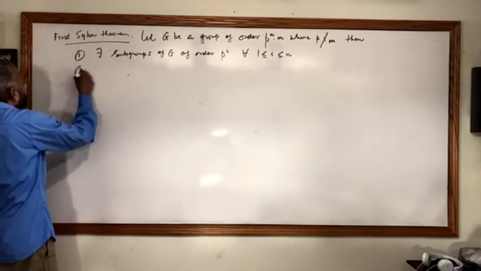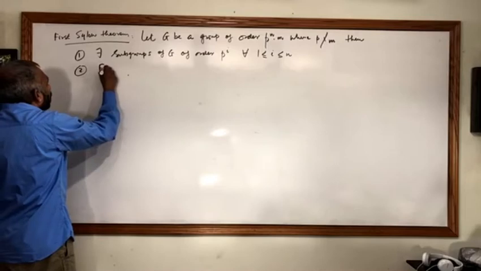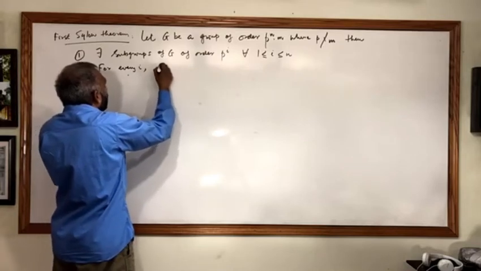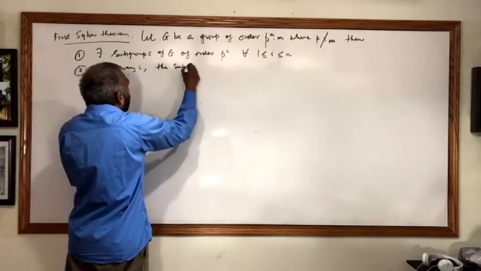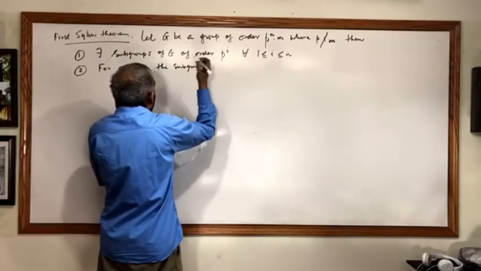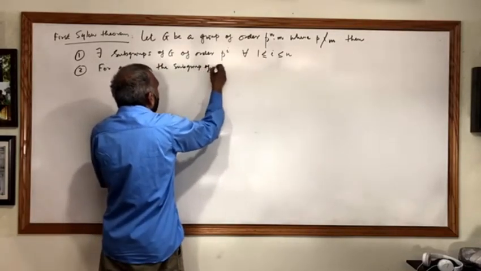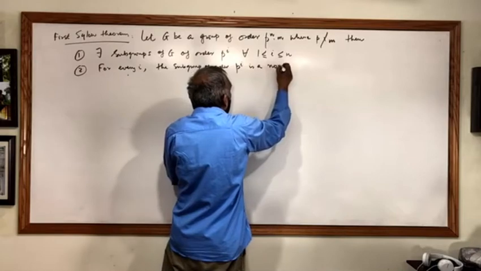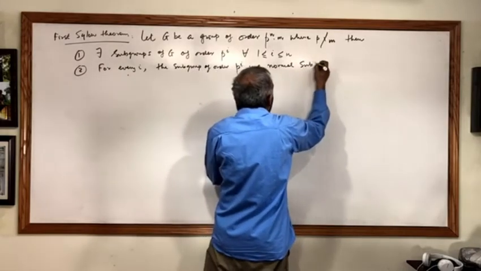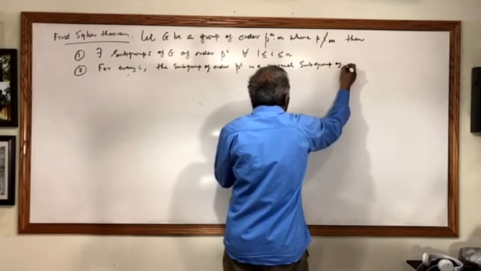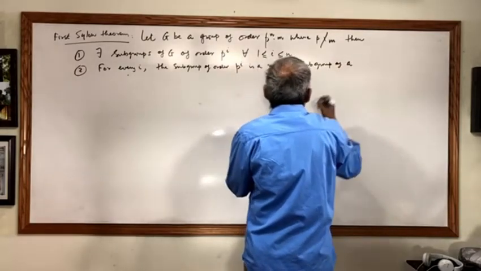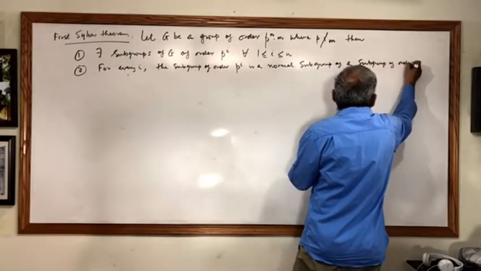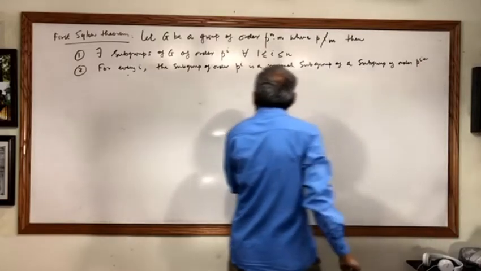The second result is that for every i, the subgroup of order P to the power of i is a normal subgroup of a subgroup of order P to the power of i plus 1.